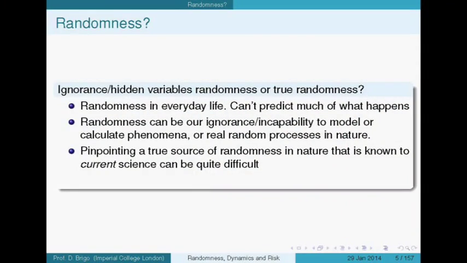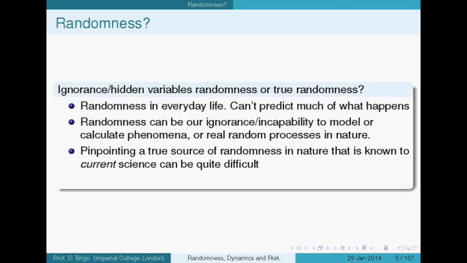I would like to start maybe from pointing out what randomness could be in an initial interpretation of our understanding. For example, you have randomness in everyday life. As I said, we can't predict much of what happens to us. Even in science, we can have the incapability to model or calculate phenomena properly in physics, in meteorology, in a number of areas. And we can also have difficulties, however, when we try to reason on this and pinpoint a truly random ingredient in current science; it may be very difficult to find it.